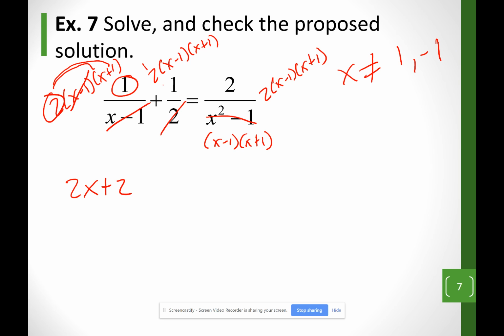Here, I'm going to cancel out these 2's, and I'm going to get x squared minus 1. We learned how to distribute before. X minus 1, distribute the x, and you get x squared plus 1x. Distribute the negative 1, you get negative x minus 1. Those x's cancel out, so that's why I wrote x squared minus 1.